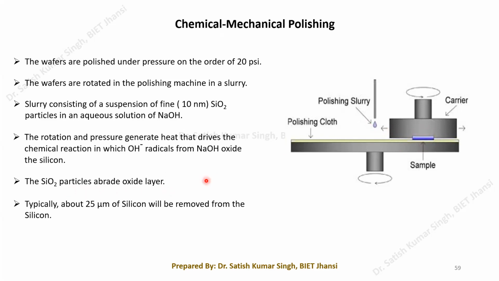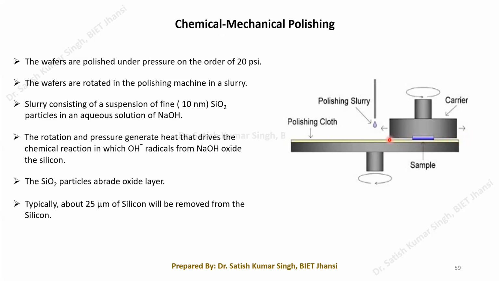And because we have also placed the SiO2 particles, first the wafer is going to be oxidized, and then this oxide layer will be removed by the fine particles of SiO2. That's why we call it a chemical as well as mechanical process, because we have a chemical like NaOH and we also have fine SiO2 particles, and they remove the SiO2 layer due to the abrasion. That way the polishing is done.